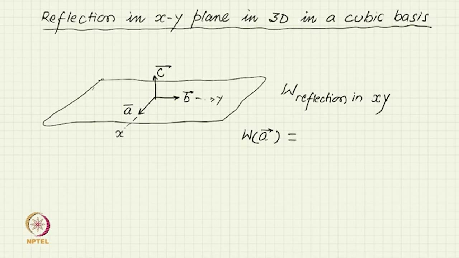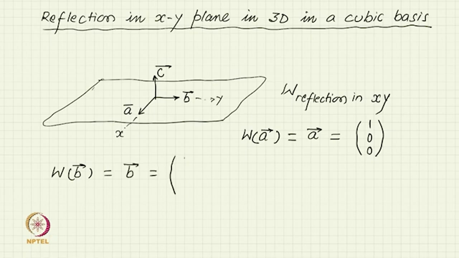This is what is called invariant vectors. Some operations leave some of the directions or some of the vectors unchanged. So reflection in the xy plane will leave A unchanged. So WA is A. A in its ABC coordinate system is 1, 0, 0. WB, same, remains B. B in its original coordinate system is 0, 1, 0.